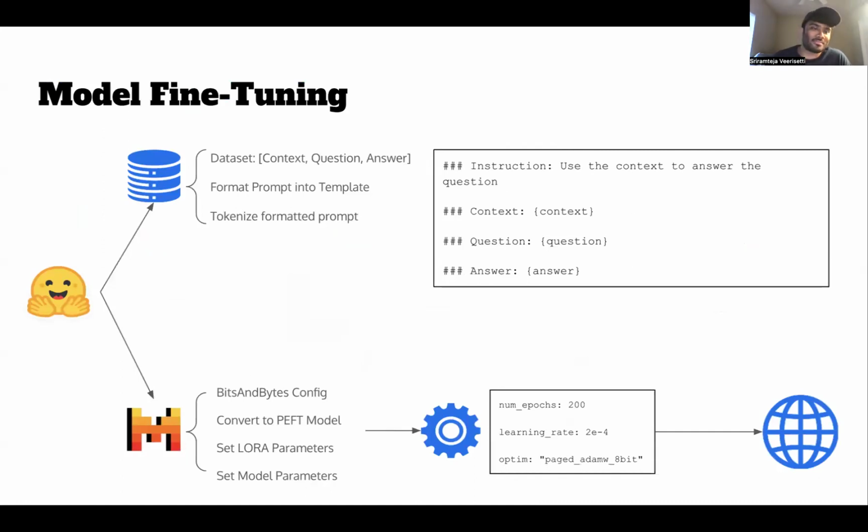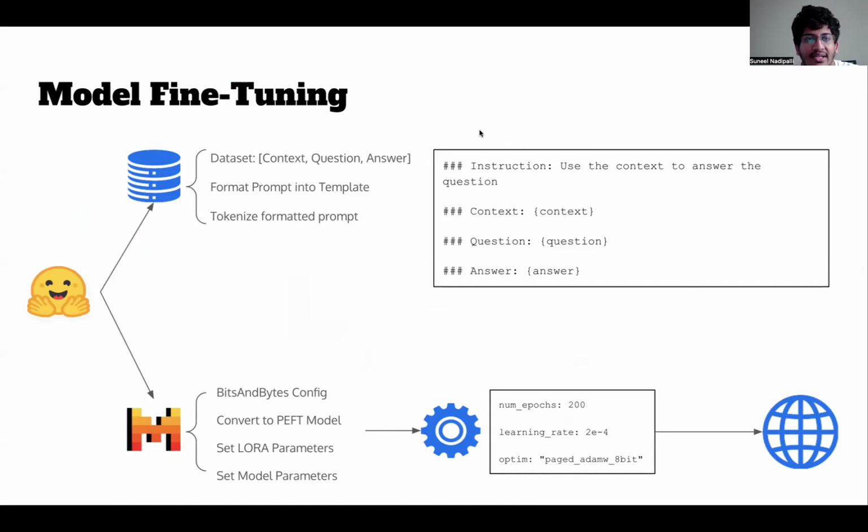And for model fine-tuning, we started off by taking the dataset we just discussed, which was a combination of context, question, and answer, and then uploaded that to Hugging Face. And then after loading it in for training, we also put it into a certain specific prompt that the model was then trained on, and the prompt is here on the slide.